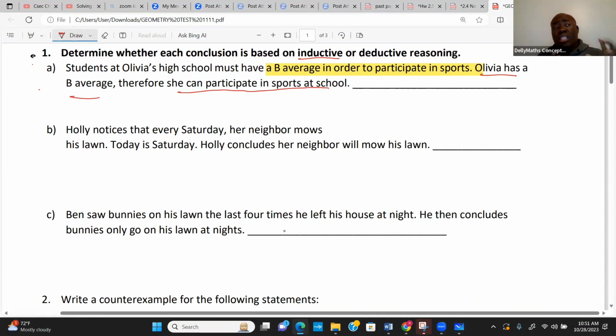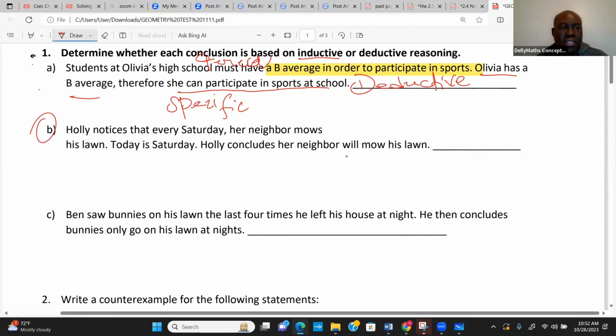So you could see we take this general idea for everybody, and then now we're going to use it and say Olivia has a B average. So this is deductive reasoning, because you could see where we're moving from a general case to specific. We got specific down here, and we are coming from this general idea up here. Everybody must have a B average. Olivia has the B average. Olivia participates in sports. So that's deductive reasoning right there.